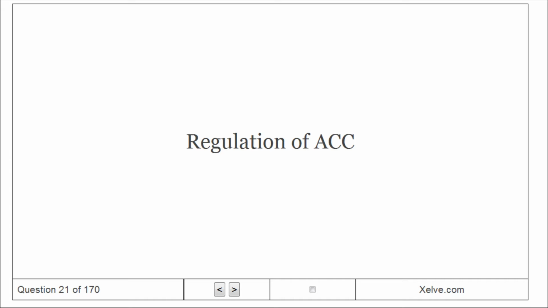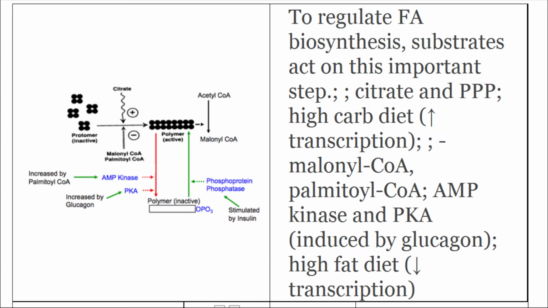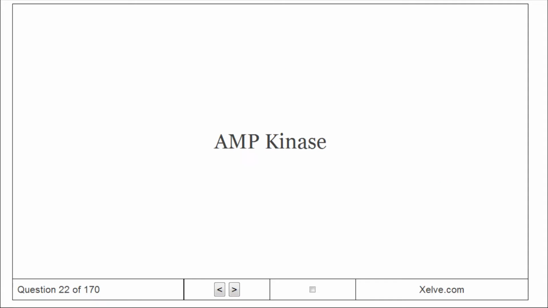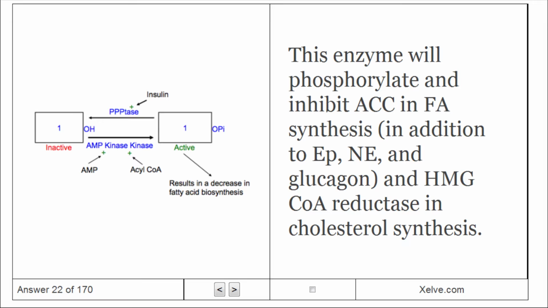Regulation of ACC. To regulate FA biosynthesis, substrates act on this important step. Citrate and PPP, high carb diet, malonyl-CoA, palmitoyl-CoA, AMP kinase and PKA, high fat diet. AMP kinase: this enzyme will phosphorylate and inhibit ACC in FA synthesis and HMG-CoA reductase in cholesterol synthesis.